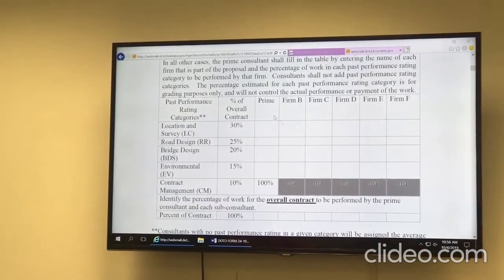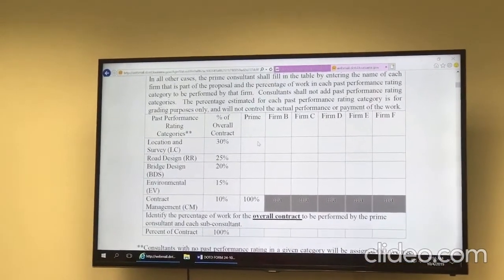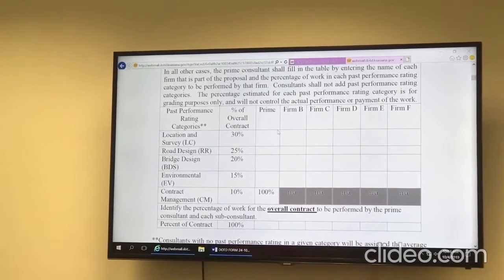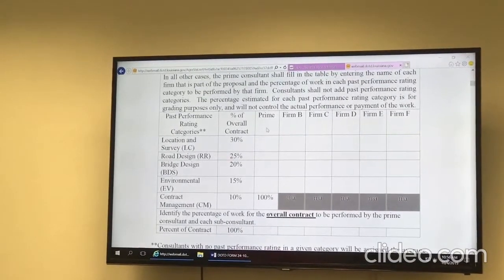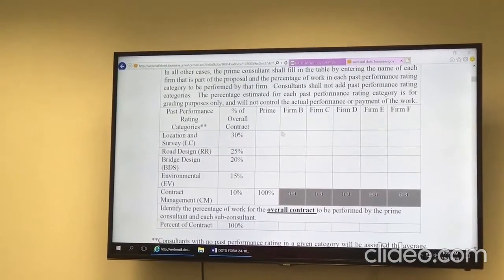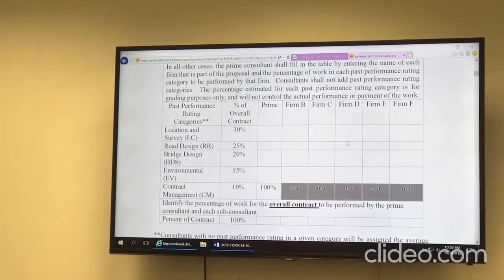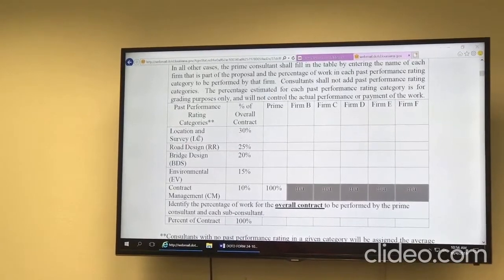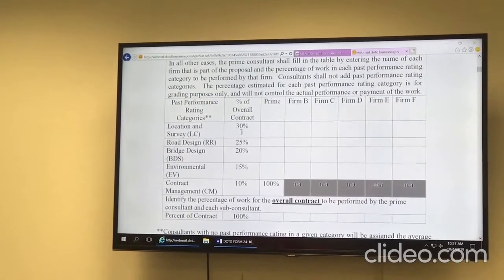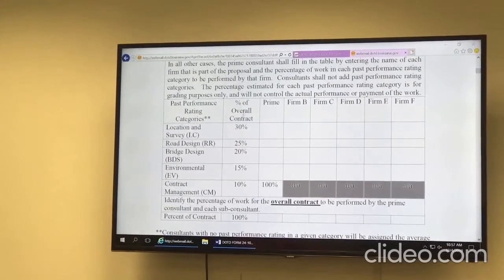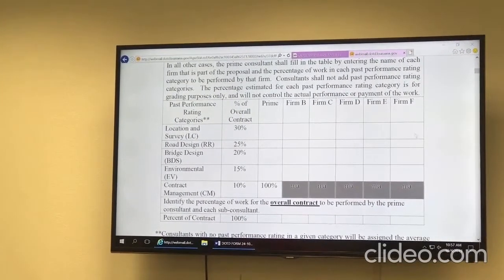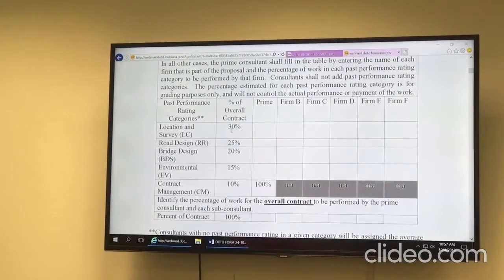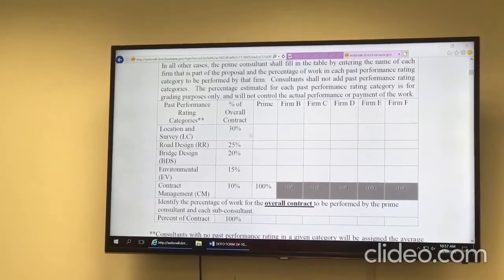What the consultant is to do when they complete this chart is, if they are doing everything, if there are no sub-consultants involved, you don't even have to do this chart. You just say, I'm doing it myself. But if there are sub-consultants involved, you have to complete this chart. And what you have to show is what percentage of each firm is going to be doing location and survey, of the 30%. And the problem that we find is sometimes these numbers here, when you add them up, are supposed to add up to 100%, not 30%. So this is 100% of 30%.